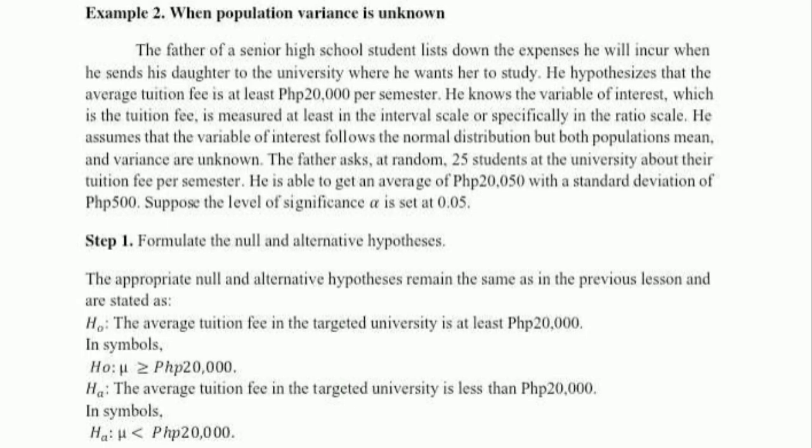For example number 2, when the population variance is unknown, the father of a senior high school student lists down the expenses he will incur when he sends his daughter to the university where he wants her to study.